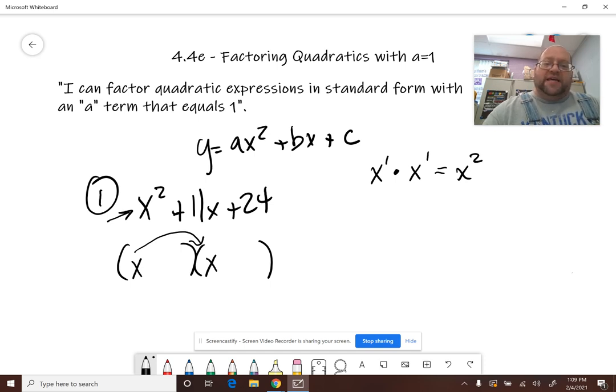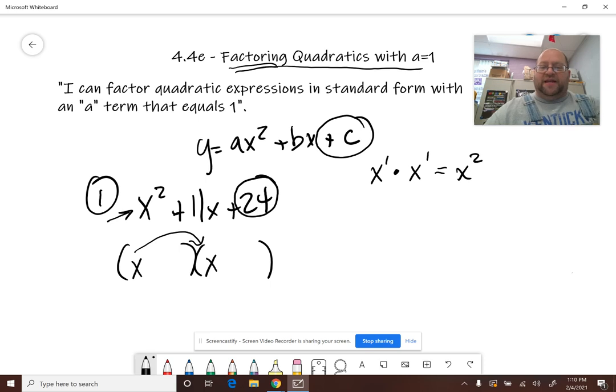Well, what I'm going to tell you is that you always need to focus on this c term. When you have a quadratic that has an a that equals 1, you need to focus on this c term right here and think about this c term. Now think about what we're doing. We're factoring, okay? So you need to think about the factors of that c term. Our c term here is 24, okay? So what I want us to do right now is think about the factors of 24.